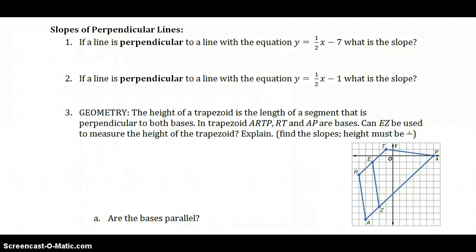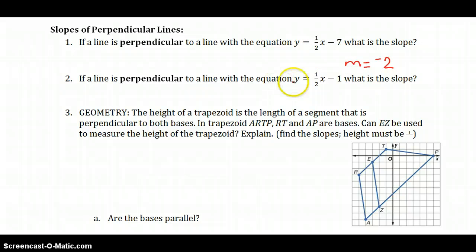If a line is perpendicular to a line in this equation, what is its slope? Okay, so I need to give the opposite, which means instead of being positive 1/2, it's going to be negative. So I need negative, and I need the reciprocal of 1/2, which would be 2 over 1. So the slope of a line perpendicular to a line whose slope is 1/2 is -2.